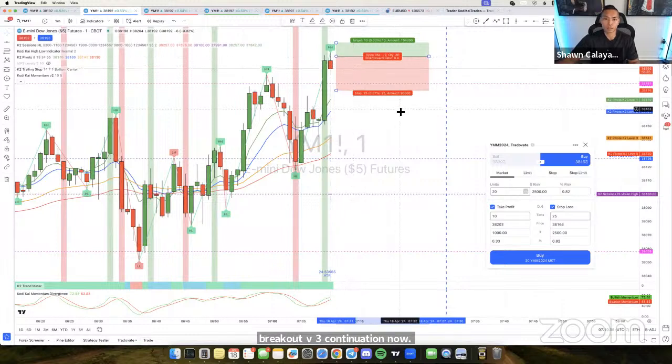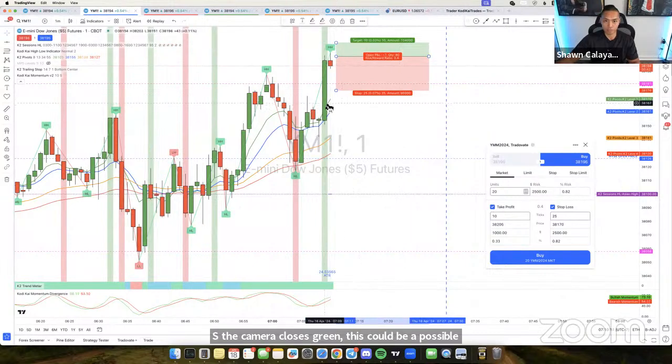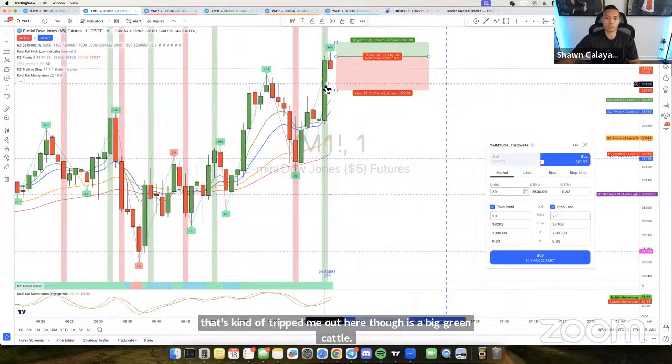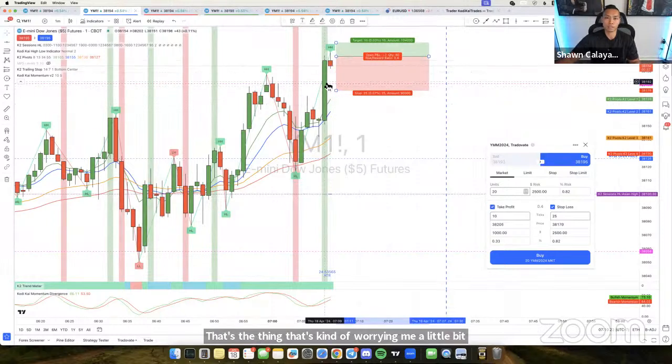So if the candle closes green, this could be a possible breakout V3 continuation. The only thing that's kind of tripping me out here, though, is the big green candle. That's the thing that's kind of worrying me a little bit. Also, it is touching the news price right here. I wouldn't consider the news price a huge red flag. It's still a red flag, but this is probably the weakest out of all of them. So sessions obviously are going to be the biggest red flags, open price, and then news.